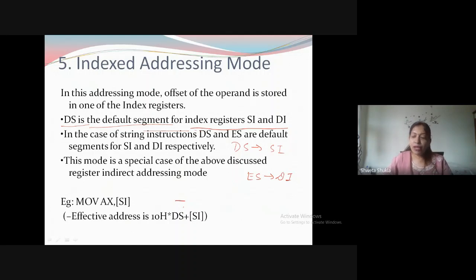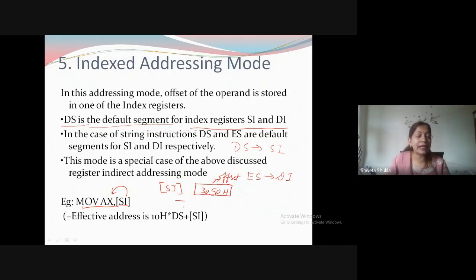Remember. So now the instruction is like MOV AX, [SI]. That means you have to move the value of SI. SI is in brackets, so the data stored in the SI register, it may be 3050H, will be considered as an offset address, and you have to move this value, that is 3050, into the AX register. How will you calculate the address? Again the same formula: effective address is 10H into DS plus SI.